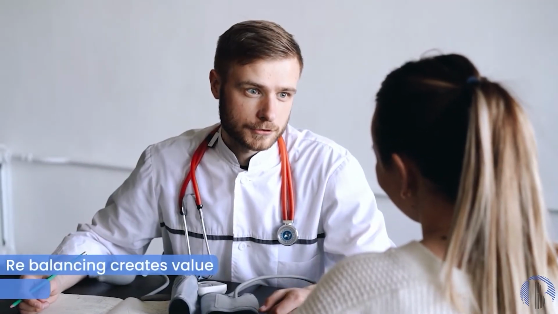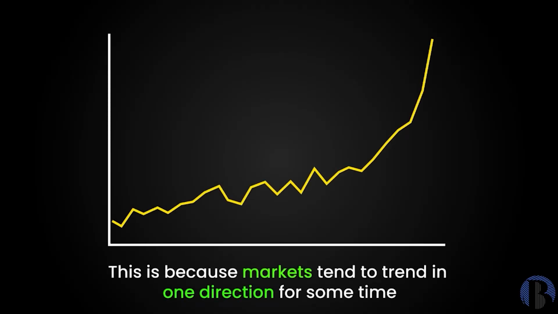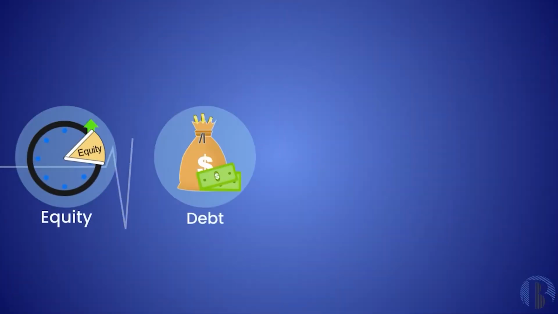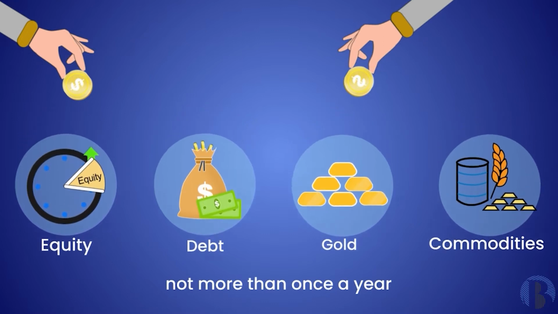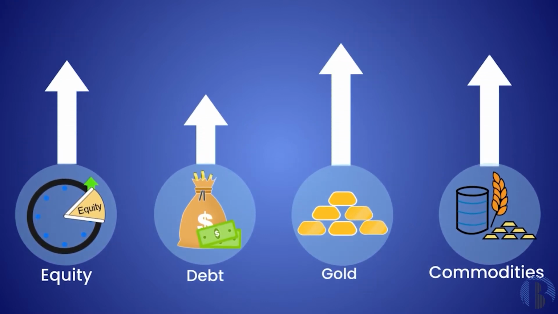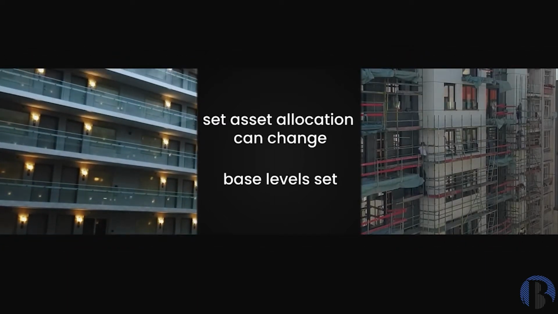Rebalancing creates value only when it is done infrequently. This is because markets tend to trend in one direction for some time. As a result, the right frequency to do asset allocation is not more than once or twice a year. Different assets grow at different rates over the years. So over a time period, a set asset allocation can change from the base level set.